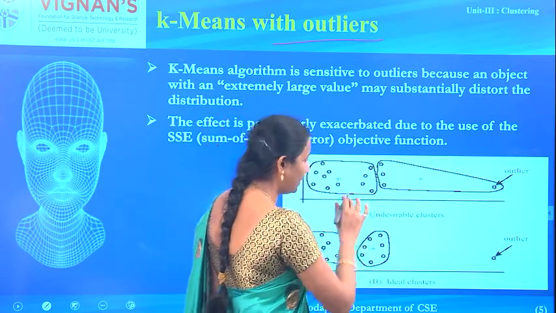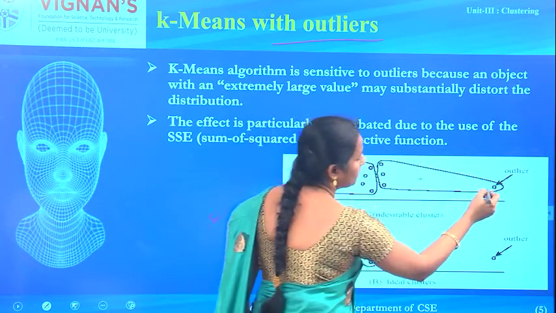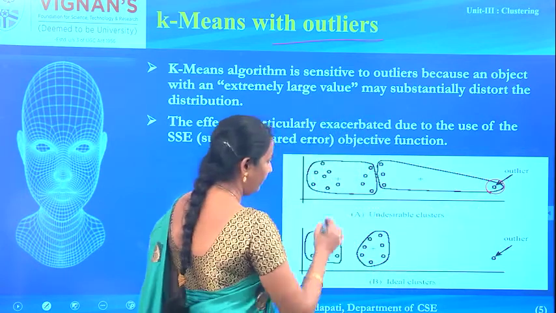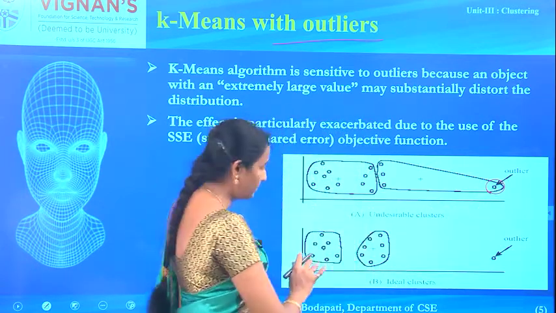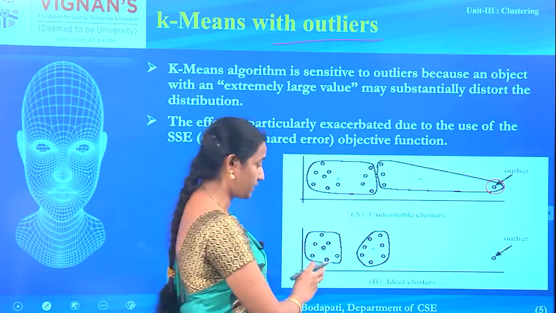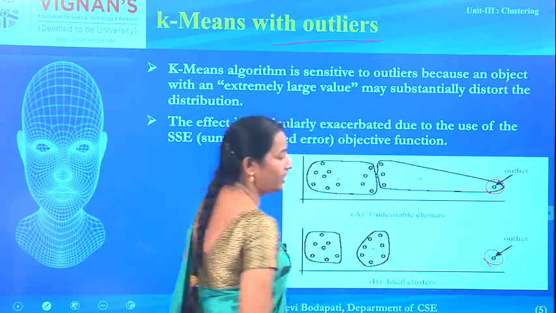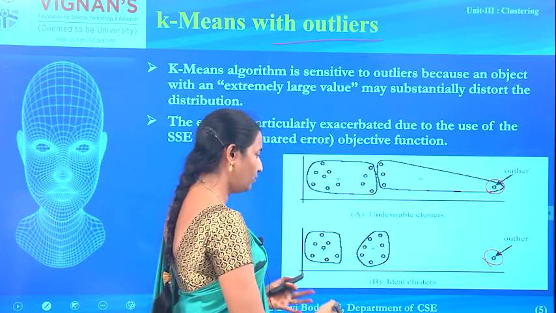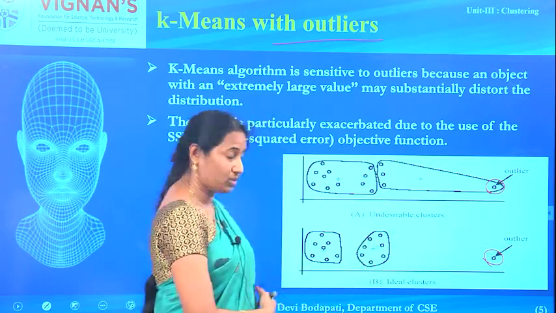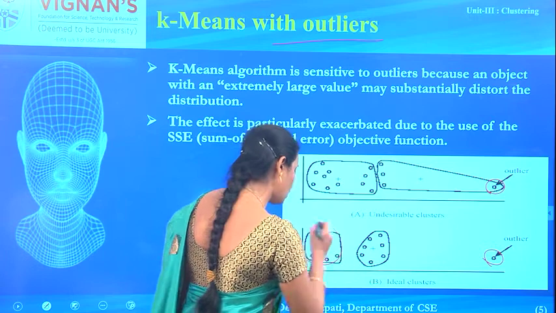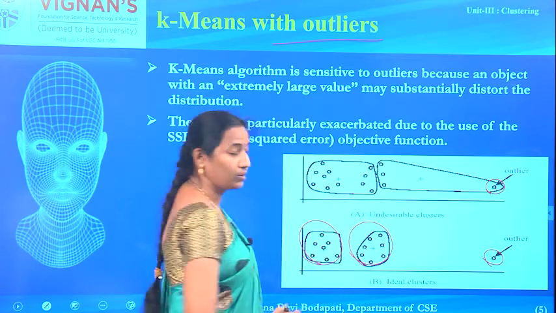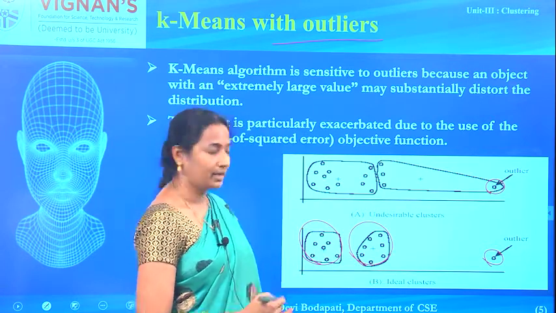For example, consider this case. Here, this is the outlier sample, and when this data is given, these are the original clusters that we expect. So this data actually is an outlier and it can be ignored, and we need not make it a part of the cluster. We expect these two clusters to be produced by K-means or any other clustering algorithm.